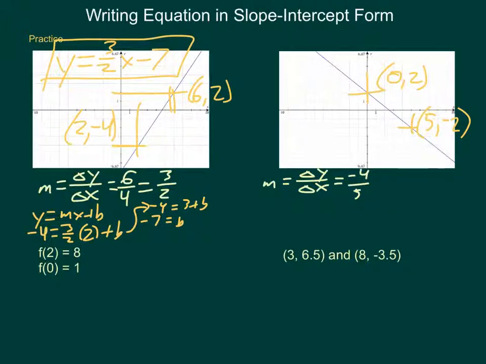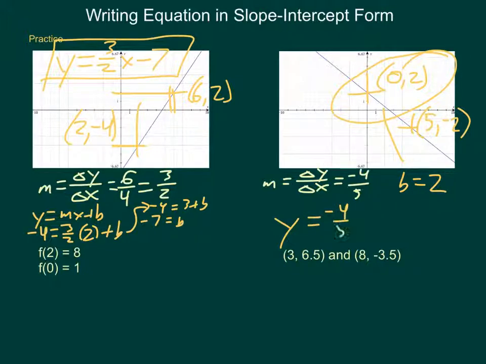Now, in this graph, because I do see the location of the intersection, or the crossing of the y-axis, I know right away that my y-intercept is 2. That comes from here. So my equation comes out being y equals -4/5 x plus 2.